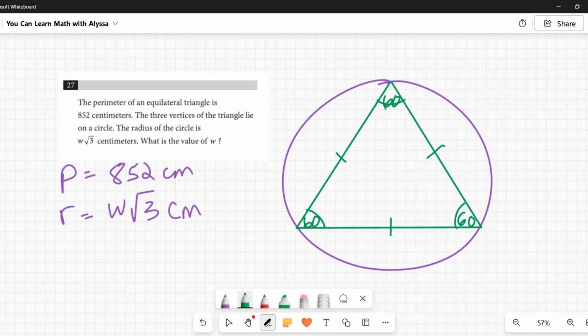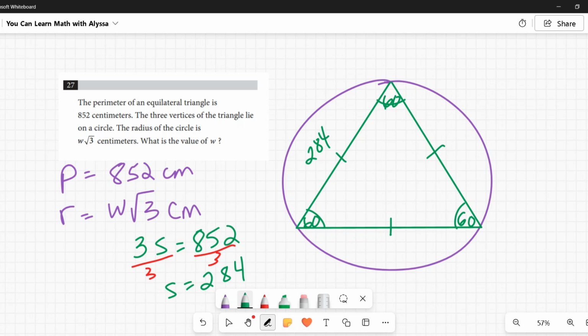Okay, so I have this triangle. Do I know anything else about it? Well, I know its perimeter is 852. Because of that, I can figure out the length of each side. All 3 sides are the same, so 3 times the length of one side would be 852. So to solve for that, s is being multiplied by 3. So I want to undo that. I want to divide by 3. So I get that s is equal to 284. So 284 centimeters is the length of each side.